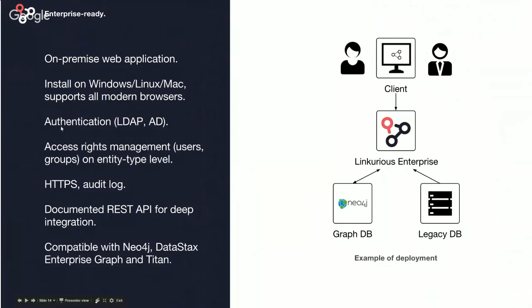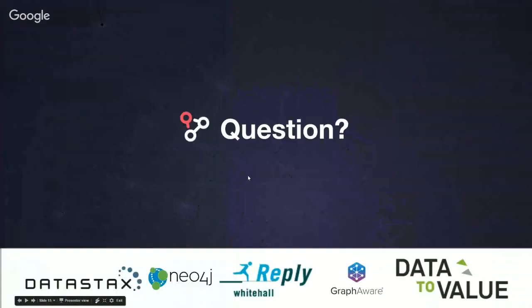modern OSs and browsers. We can manage access rights, which is particularly useful when it comes to security. We support HTTPS encryption, and we have a documented API. Also, we are compatible with all major graph databases like Neo4j, DataStax, and Titan. There you go. If you have any questions, we'll be answering them after looking at the Twitter feed. I'll give it back to John.